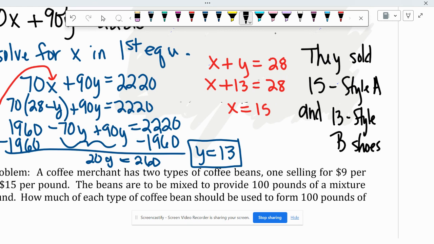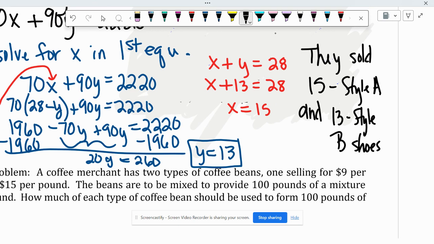Because 70 doesn't go into 220 evenly, and neither does 90. So you're going to end up with decimals, right? It'd be horrible to try and graph that accurately. Almost impossible. Okay.